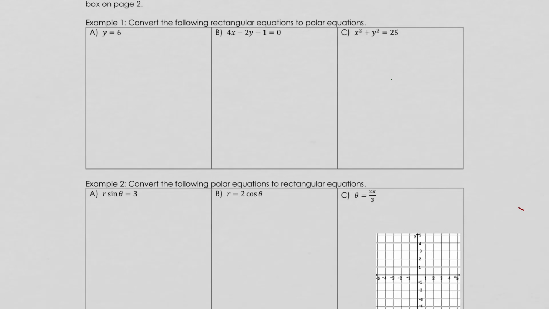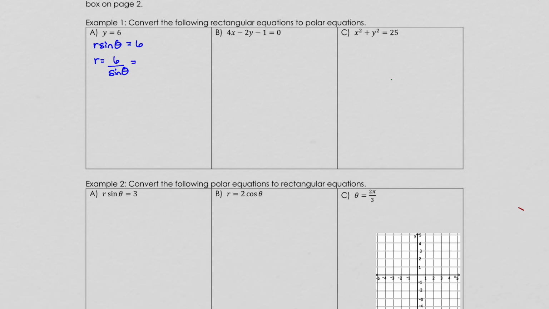All right, so example 1, we are converting rectangular equations to polar equations. So y equals 6 is a horizontal line when y is 6, okay? If we remember our conversions, y is the same thing as saying r sine theta. So this is the same as if I write polar, instead of y, I write r sine theta equals 6. And we want to solve for r. So r will equal 6 over sine theta.